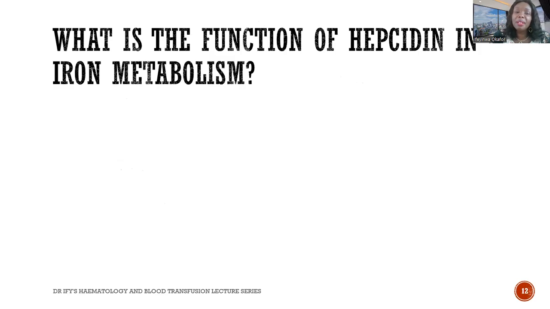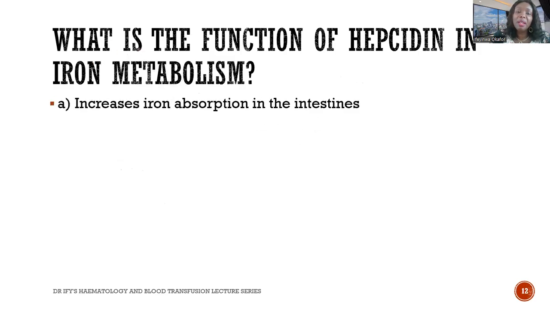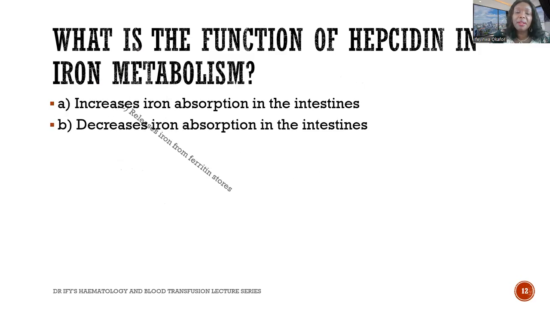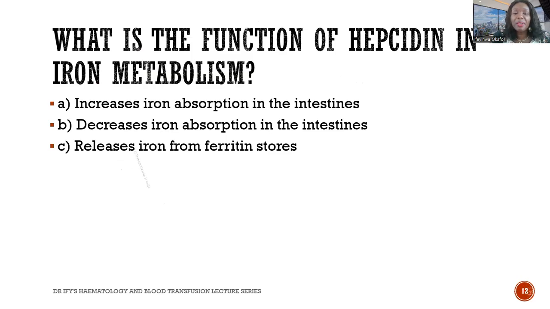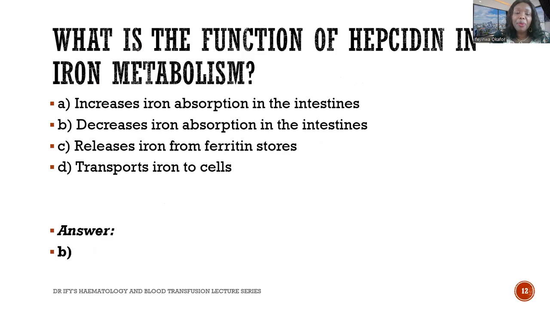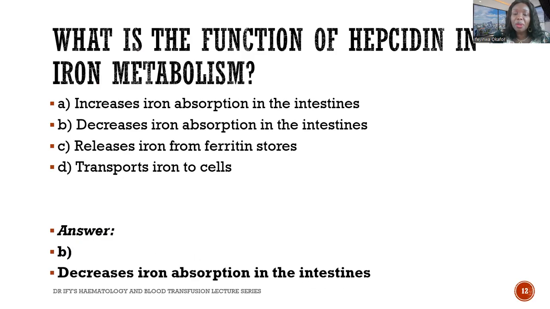What is the function of hepcidin in iron metabolism? A, increase iron absorption in the intestine, B, decrease iron absorption in the intestine, C, release iron from ferritin stores, D, transport iron to cells. Answer B, decreases iron absorption in the intestine. Hepcidin is the chief regulator of iron absorption. It decreases iron absorption in the intestine. When ferritin level is high, the rate of iron absorption is reduced.